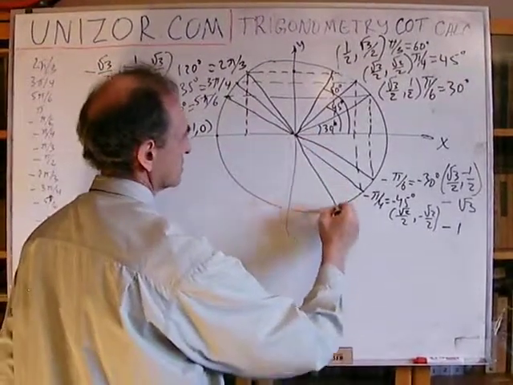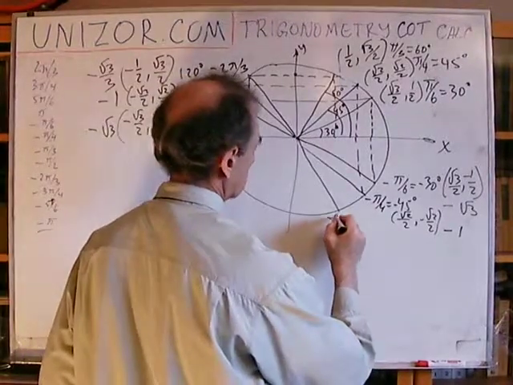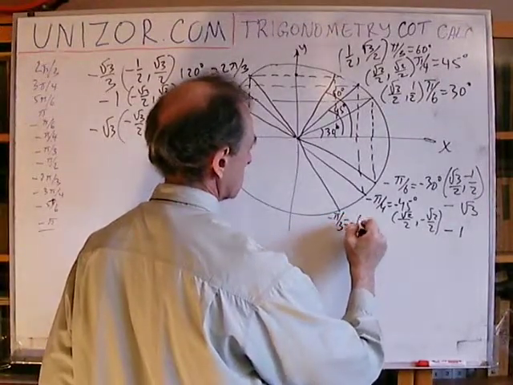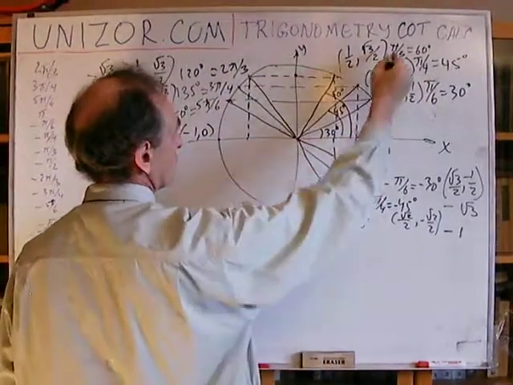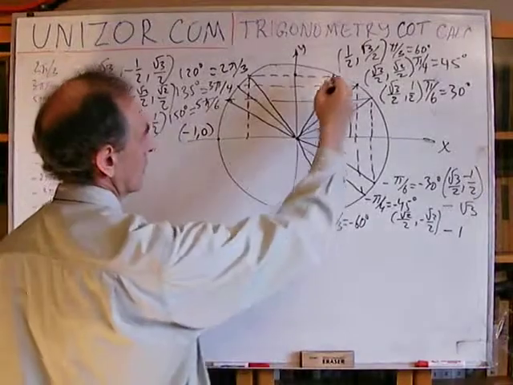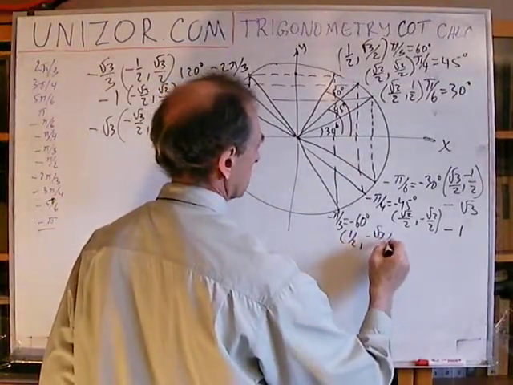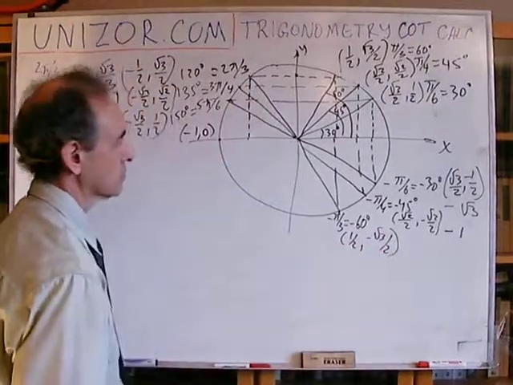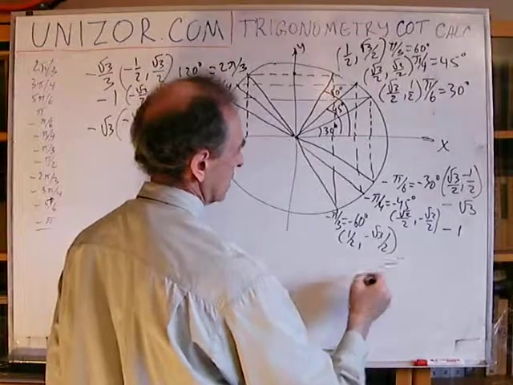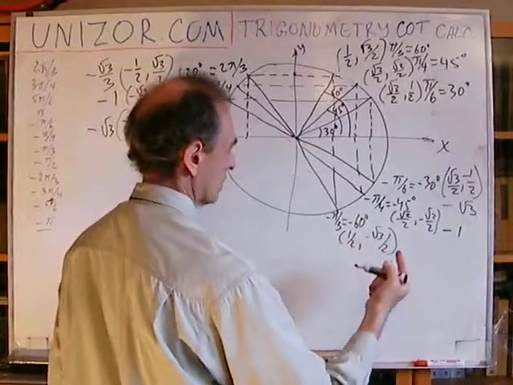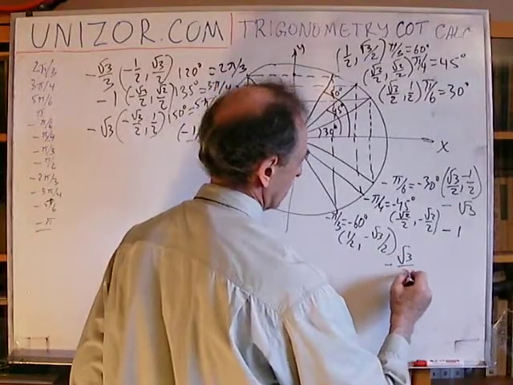Next is minus pi over 3, which is minus 60 degrees. Obvious symmetry with this guy was plus 60 degrees. Retain abscissa, 1 half, change ordinate, square root of 3 over 2 with a minus sign. And the ratio is minus 1 over minus square root of 3, which is the same as square root of 3 over 3.